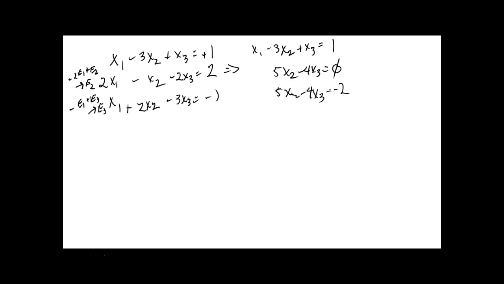Plus 4 minus 4 would be 0. 0 minus 2 would be minus 2. So you have 0 is equal to minus 2. When does that happen? Never. If you get something like this that can never be true, you have no solutions. And what they said here, this example was an inconsistent system, meaning it has no solutions.